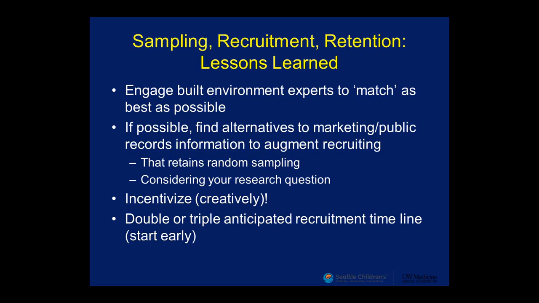Our incentives range from about $100 to $150 to do all the methods at each time point. And we actually incentivized people to getting our devices back quickly. We gave an additional incentive, and our IRB was fine with this, to provide participants with an incentive to get us devices back quickly. And very challenging to do, but try to double or triple your anticipated recruitment timeline.